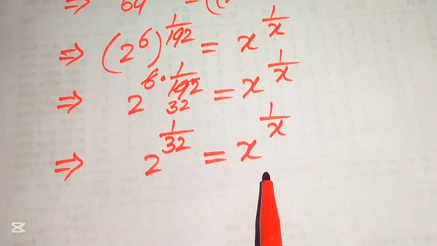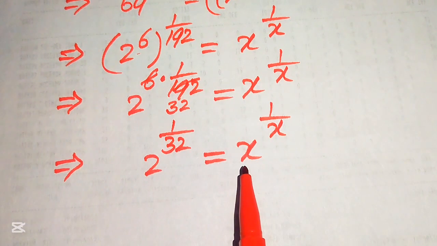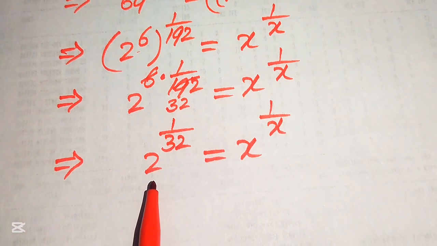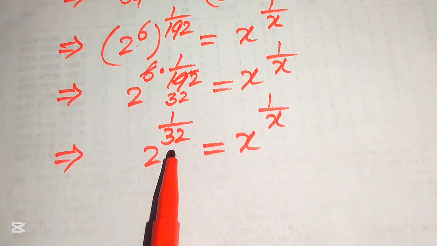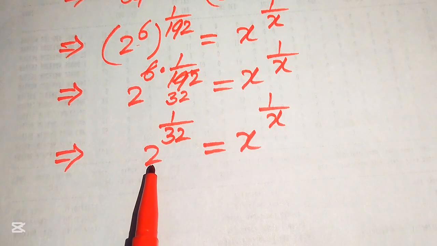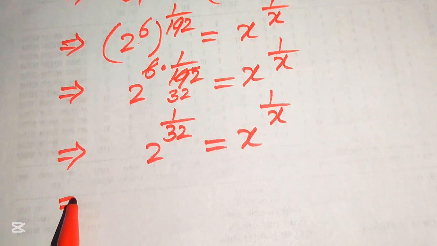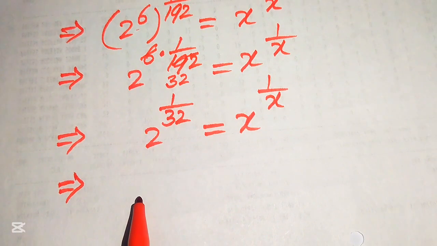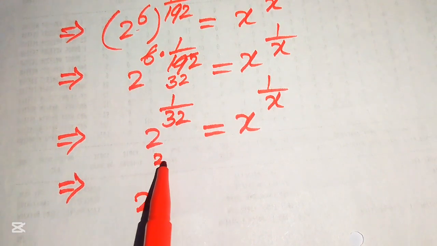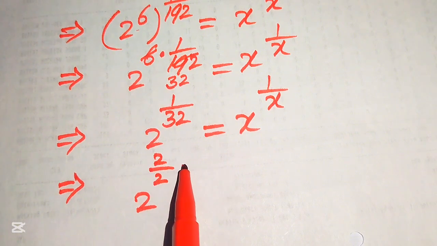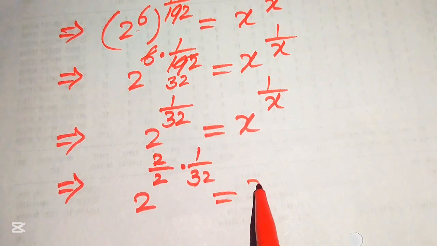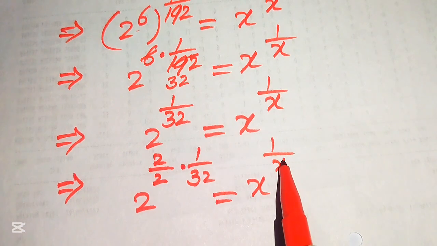So now in the right hand side we have the exponent as the reciprocal of the base. We need to make the same type of condition in the left hand side. So in order to make the exponent the reciprocal of its base, we need some working in the left hand side. For this we need to multiply and divide the exponent of 2 by 2, and it will be written as 2 to the power of 2 by 2 multiplied by 1 over 32 is equal to x to the power of 1 over x.